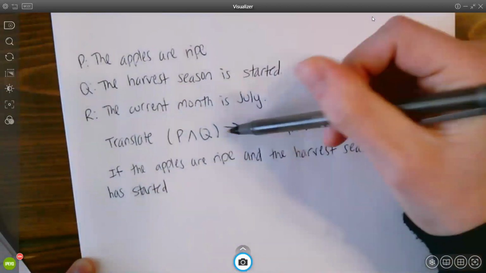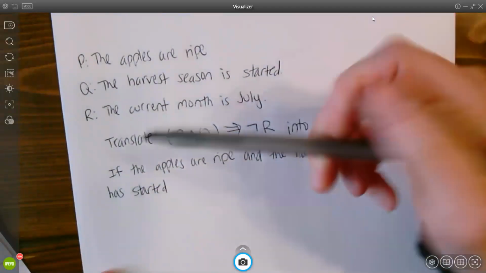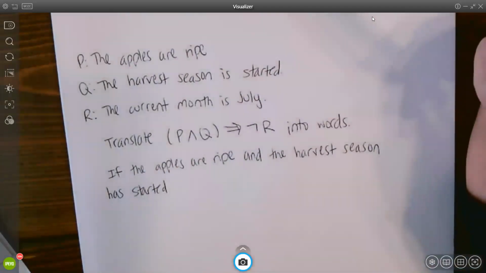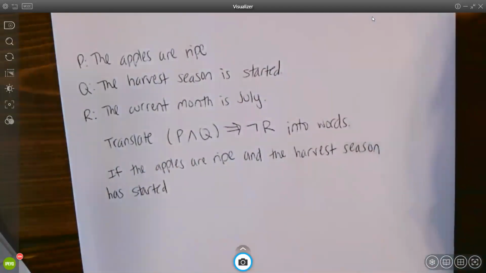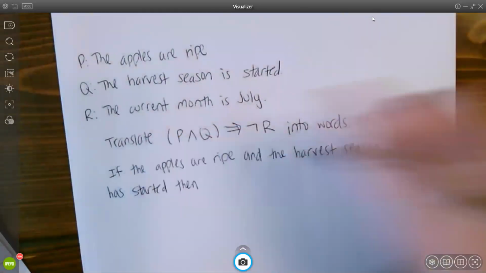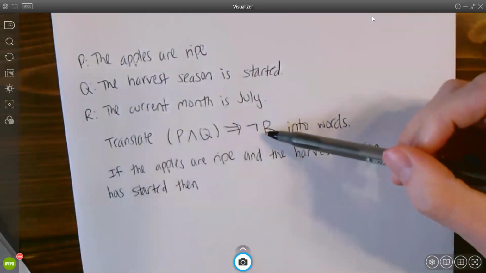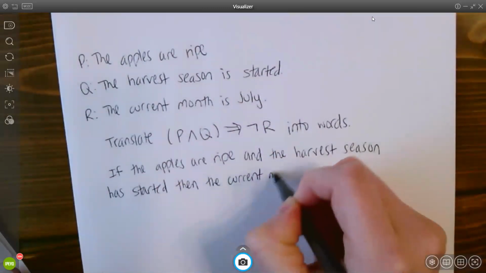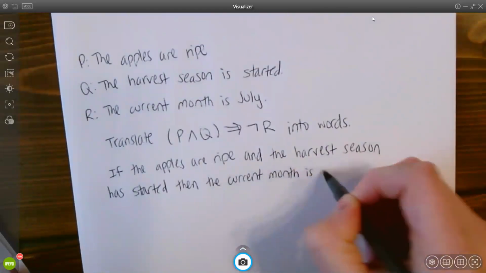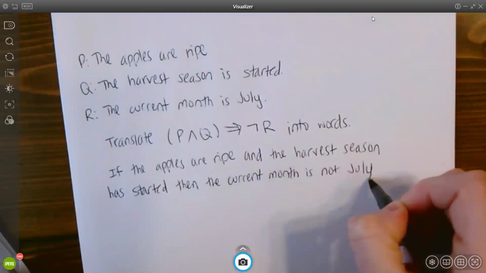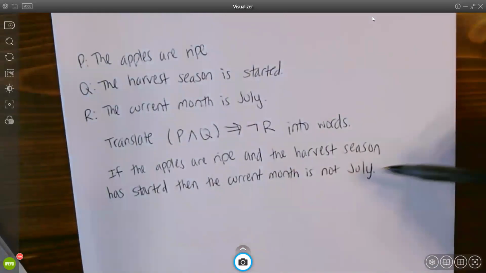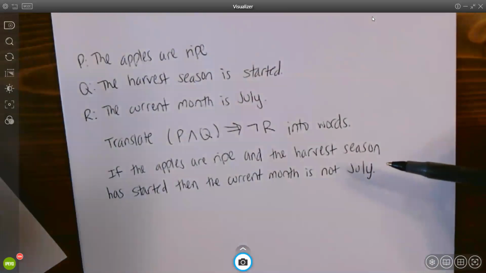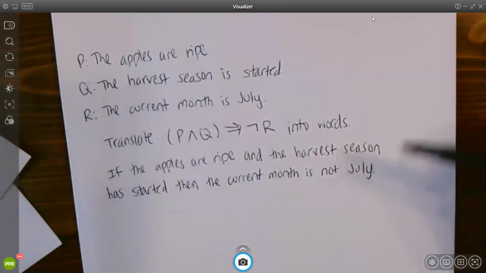Then I have this symbol here, which is the if-then. So I already used the if because that's what an if-then statement would start with. So next I'm going to put then, and this is the negation of R. So then the current month is not July, because I needed to do the negation of that.